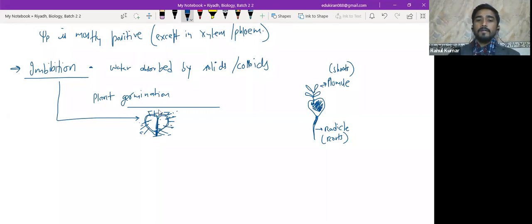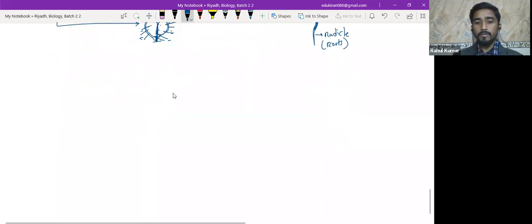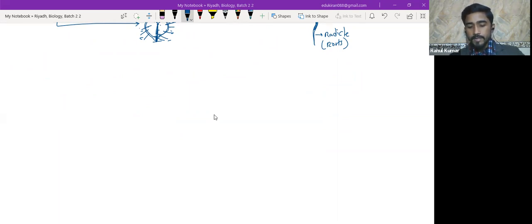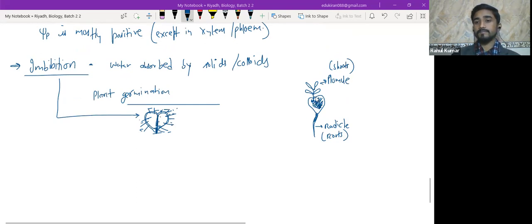Okay, so write down: the pressure created due to imbibition is very important for the seedling to emerge out of the germinating seed.